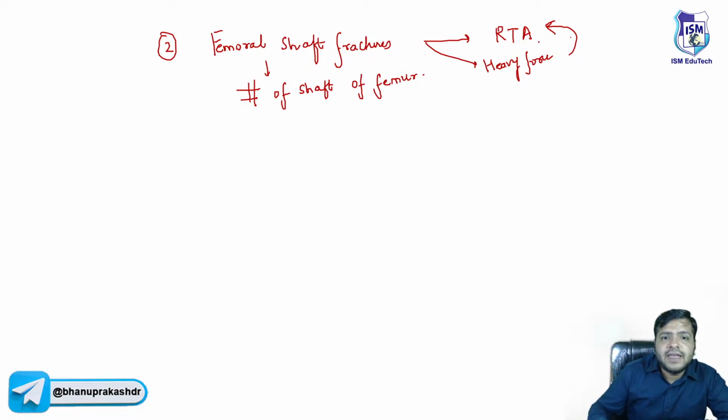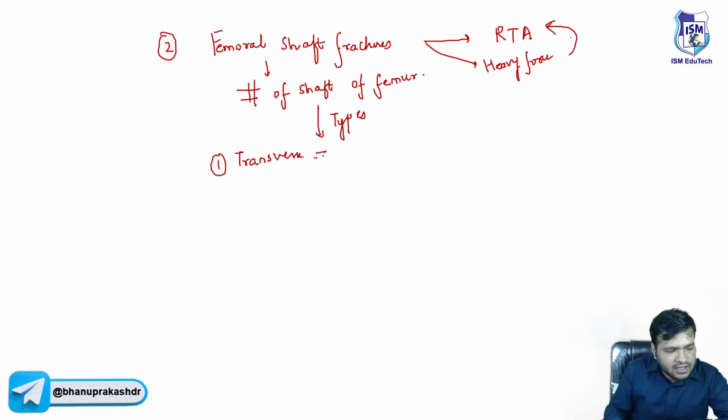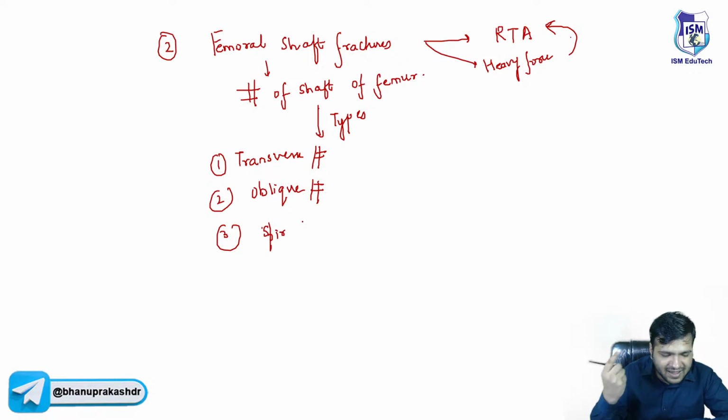So we have different types. The very first one is transverse fracture. Then we have oblique fracture. Then we have spiral fracture. It is just like the stripes on a candy cane, which keep going round and round, like a spiral staircase. So that is like this spiral fracture.